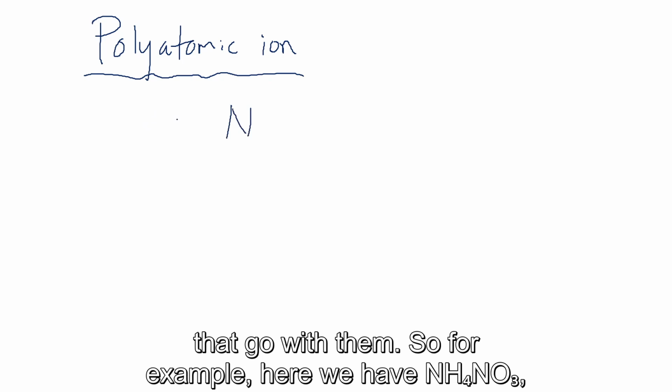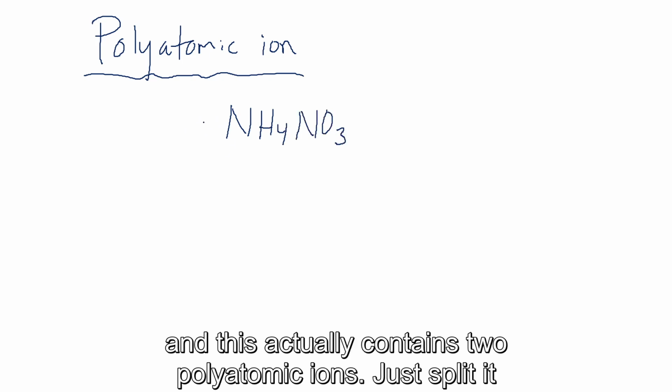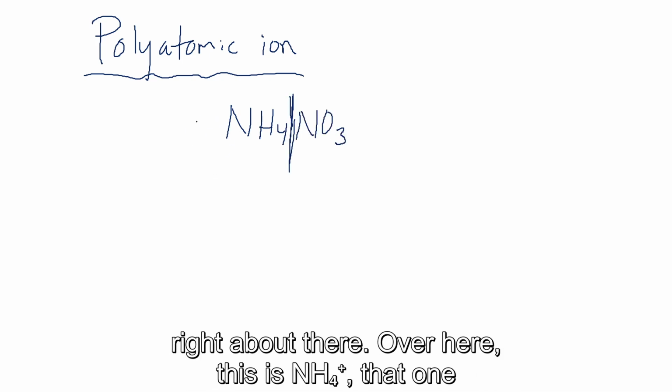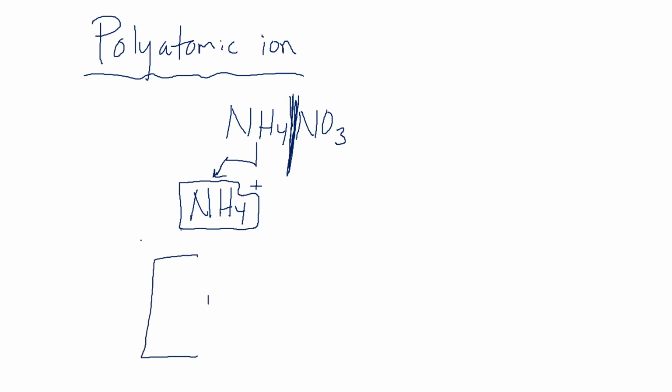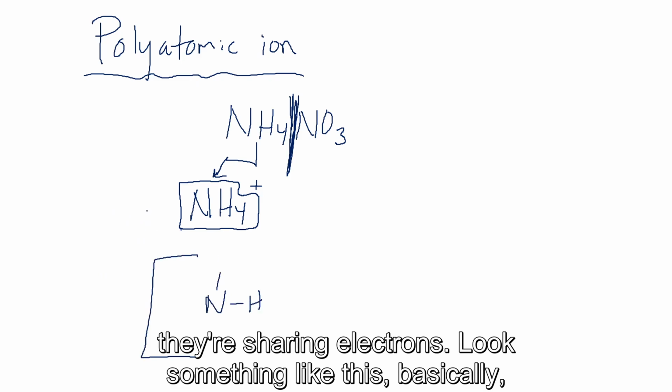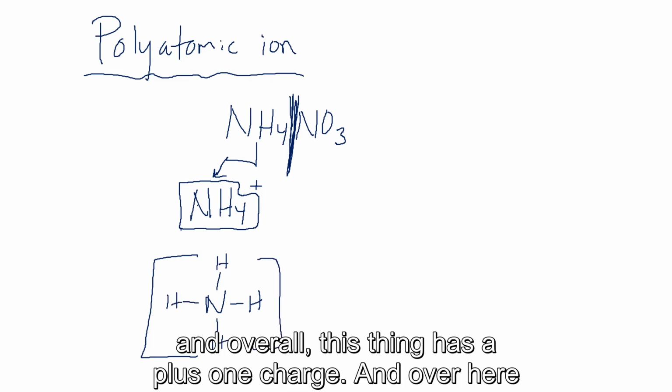So for example, here we have NH4 NO3, and this actually contains two polyatomic ions. Just split it right about there. Over here, this is NH4 plus. That one nitrogen and four hydrogens move around as a unit because they're sharing electrons. It looks something like this, basically. And overall, this thing has a +1 charge.